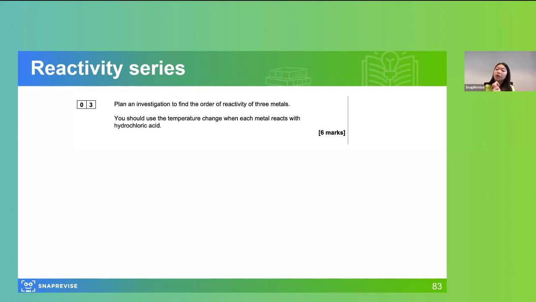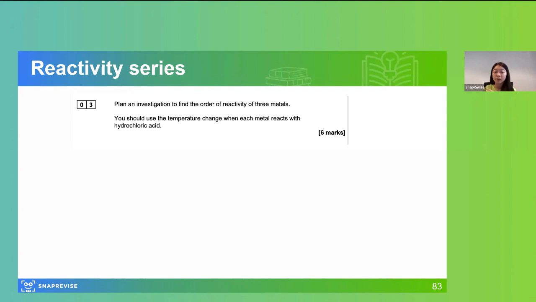Control variables: same volume of hydrochloric acid, same concentration, same pH, same state of metal, so powder or solid, and same volume of metal that you're using. All of these control variables, just start naming them and naming them. That will already give you marks.